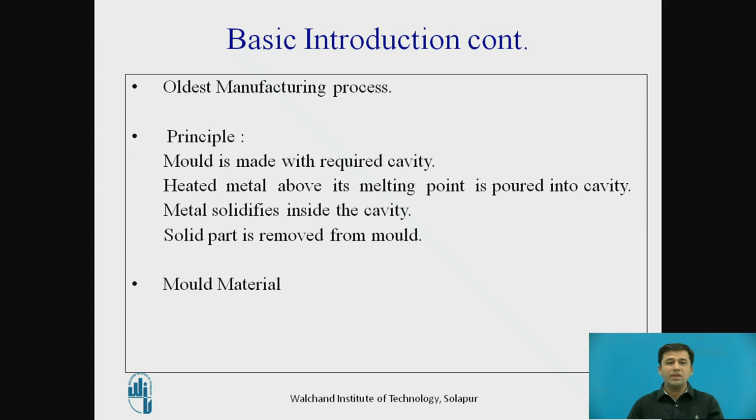Generally, what are the molding materials used? What are the mold materials used? Depending upon the application, sand is used, metal is used, wax is used, considering their application, like surface finish, tolerances, and their rejection level.